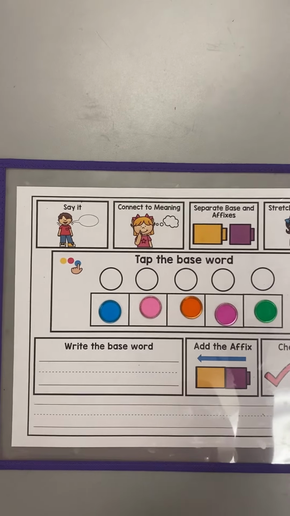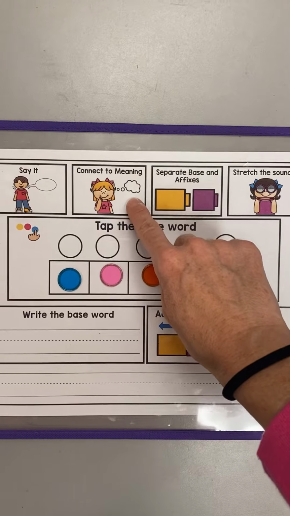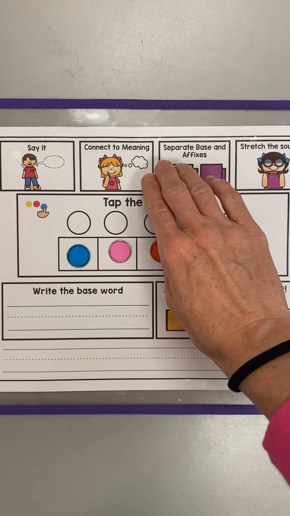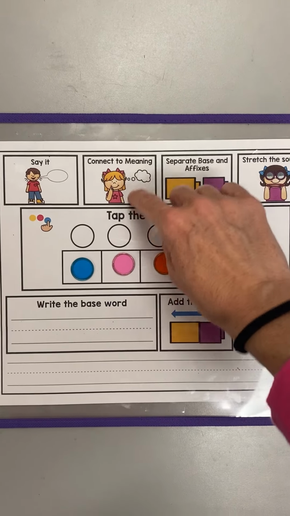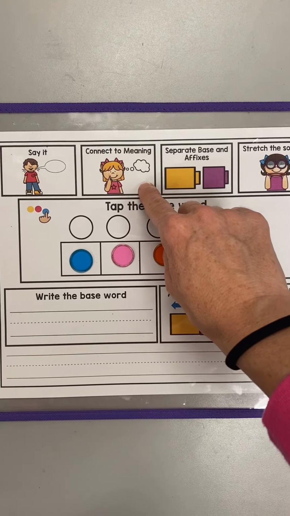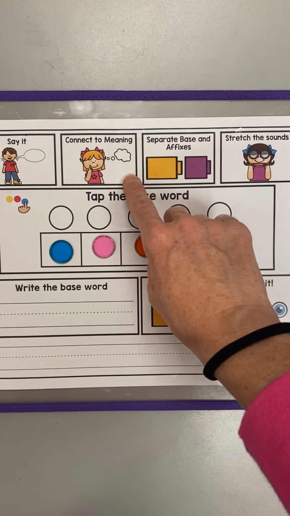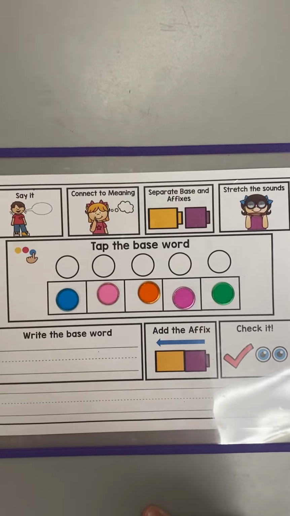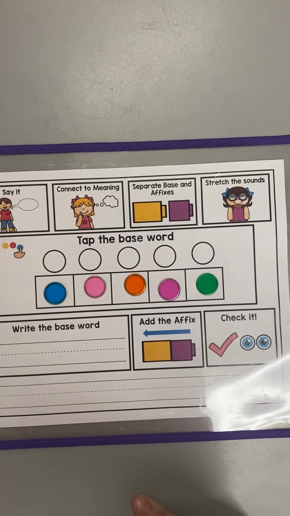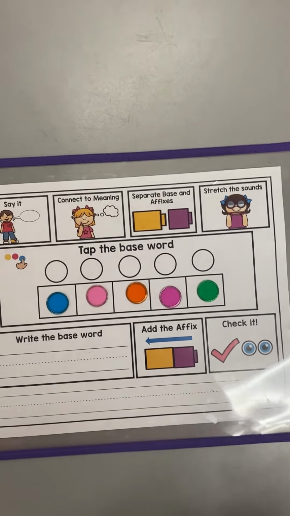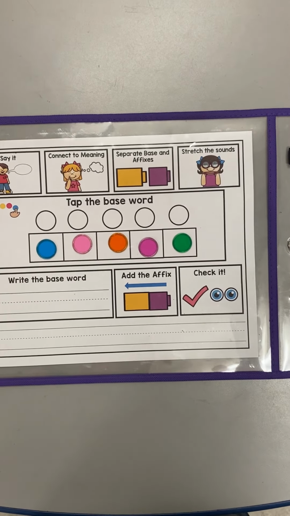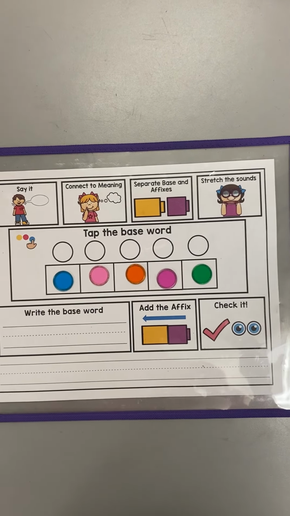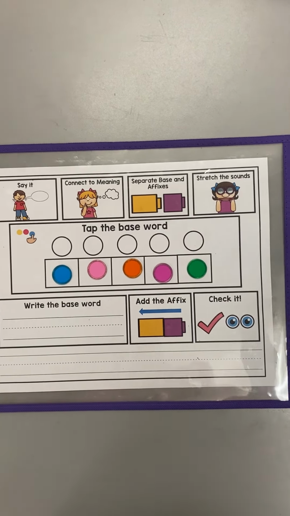So let's think of an example. The word is rained. I'm going to say it, and the connected meaning is even more important because I want to make sure that I use it in a sentence that isn't rain or raining, it's rained. I want to make sure that I am showing the past tense when I connect to meaning. This is like a physical picture of separating base and affix, but we're really doing it orally. So I'm going to say the word is rained. What is the base word? If it didn't happen already, what would the word be? Rain. So our base word is rain.